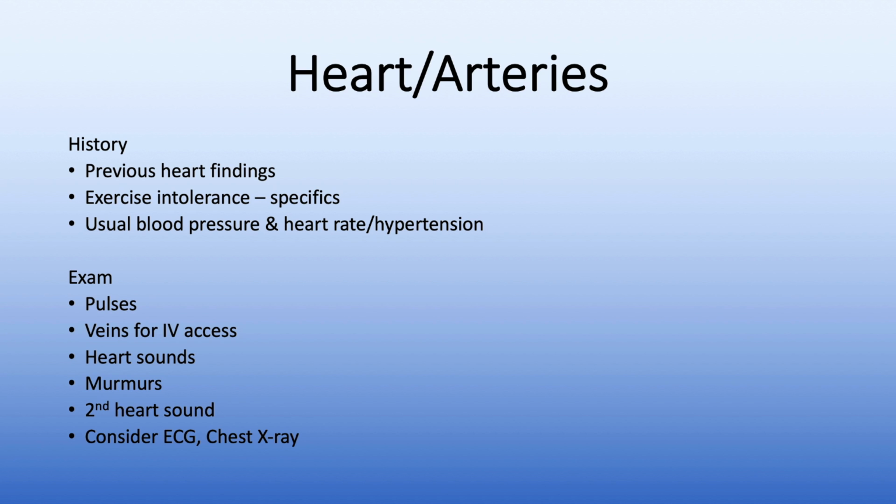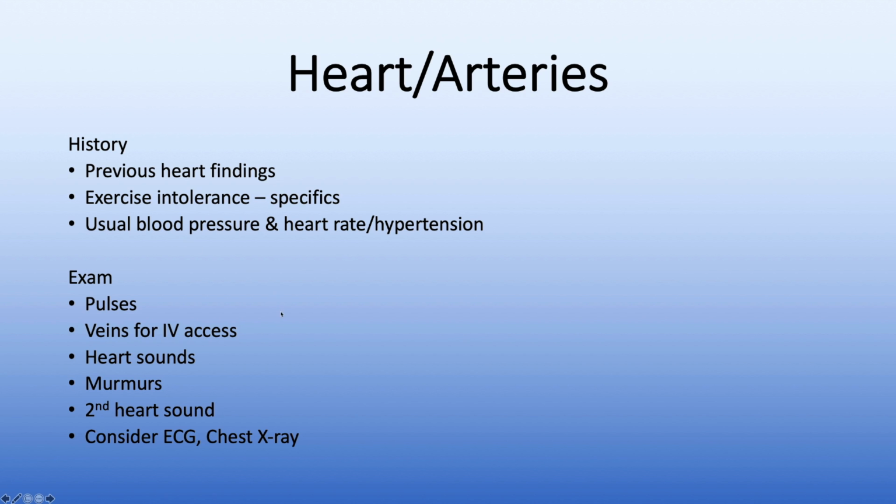We also look at the heart and arteries. We look at the previous heart findings, echocardiogram if there has been one, their exercise tolerance, and we're interested in their usual blood pressure, heart rate, and whether they have hypertension or not. Hypertension might be indicative of severe kinks and curls in arteries that are distal to where we're taking a blood pressure. So if the smaller arteries are kinked and not allowing flow, sometimes we'll measure higher pressure in a blood pressure cuff, say at the upper arm, because the flow just cannot be adequate enough without having high pressure.